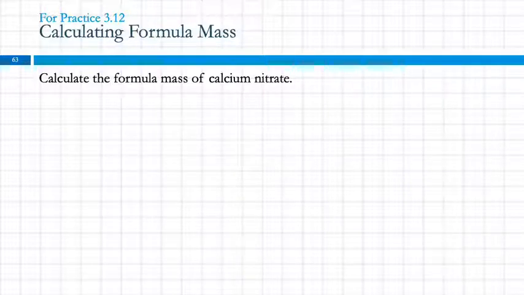Well, first we have to write the formula for calcium nitrate. Is this ionic, molecular, or an acid? It's ionic. The first element is calcium. We find it on the periodic table. It's a metal. Therefore, this is ionic. So we're going to start by writing the ions with their charges. So what's the charge on a calcium ion? 2+. And then nitrate.